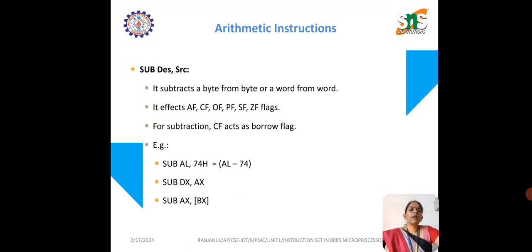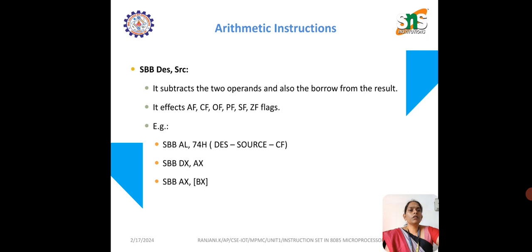Next is subtraction. It subtracts a byte from a byte or a word from a word. Here it affects the AF, CF, OF, PF, SF and ZF flags. For subtraction, CF acts as the borrow flag, that is the carry flag. Example: SUB AL, 74H means the value 74H is subtracted from AL. SUB DX, AX means the value stored in AX is subtracted from the value stored in DX. This is an example of subtraction.